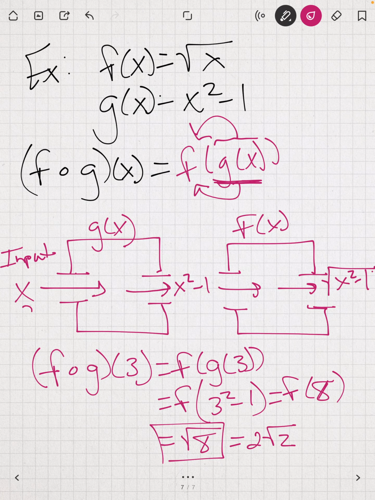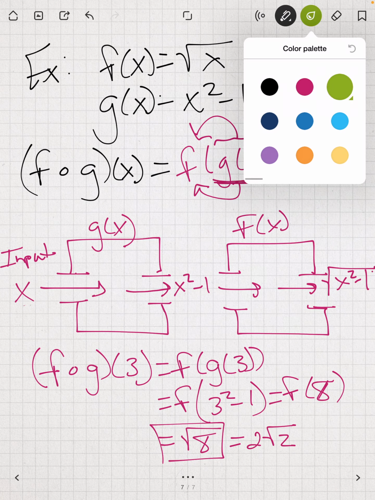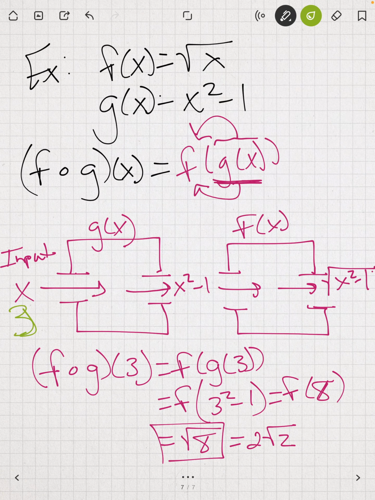So when we get a 3, let me actually pick a different color, because I think that'll help us see it. 3 is our input, goes through g of x, and we get out 8. And it goes through f of x, and we get the square root of 8. And now if you want, we can think of it this way. I'm running out of space, so I'm going to go to the next slide. I'll rewrite my functions.